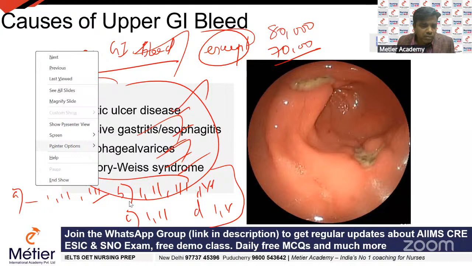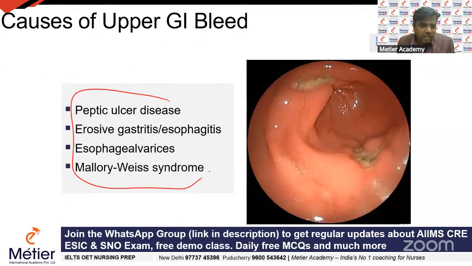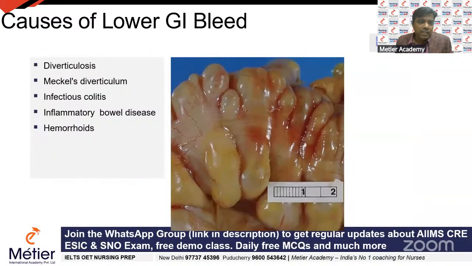Even though if you study the books, same. இந்த 4 தான் answer. It may be peptic ulcer, it may be gastritis, erosive gastritis, or esophagitis, esophageal varices, or Mallory Weiss syndrome. So this is the 4 causes of the upper GI bleed. And yes, and then come for the lower GI bleed. So same pattern you can frame in the lower GI bleed, and that is also very important.